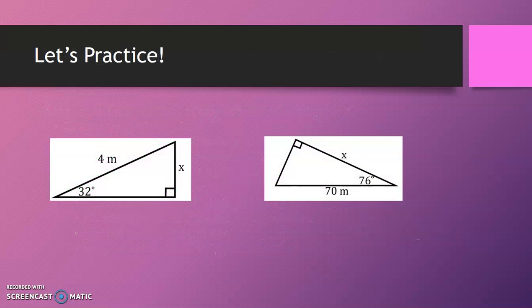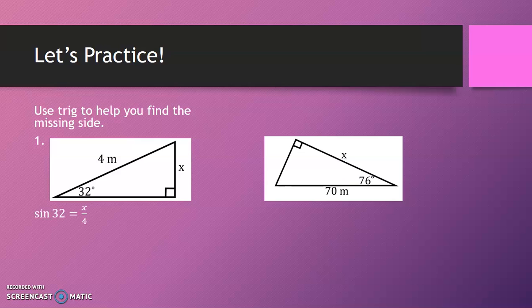So let's take a look at some practice problems here. I'm going to start with the one on the left first. So I want to use trig here to help me solve for that x, that missing side. So if I'm looking at x, going off of that 32 degrees, x is opposite from 32 degrees, and 4 is opposite of that 90-degree angle, so that would be the hypotenuse. So x is the opposite side, 4 is the hypotenuse side. So that's going to tell me that I'm going to be using sine.